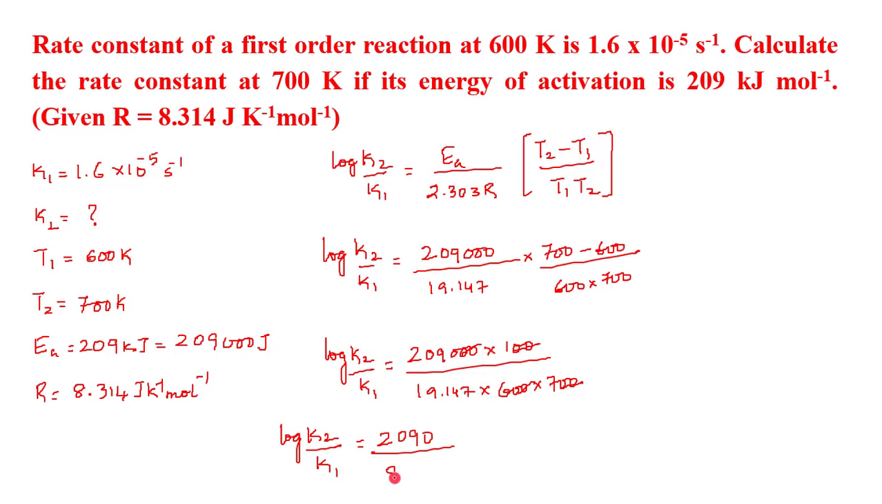You will be getting the answer as 804.17. Divide and see how much it comes. 2090 divided by 804.17, you will be getting 2.5989, or 2.6 we can take, rounded off. So this is the value of log of K2 by K1.